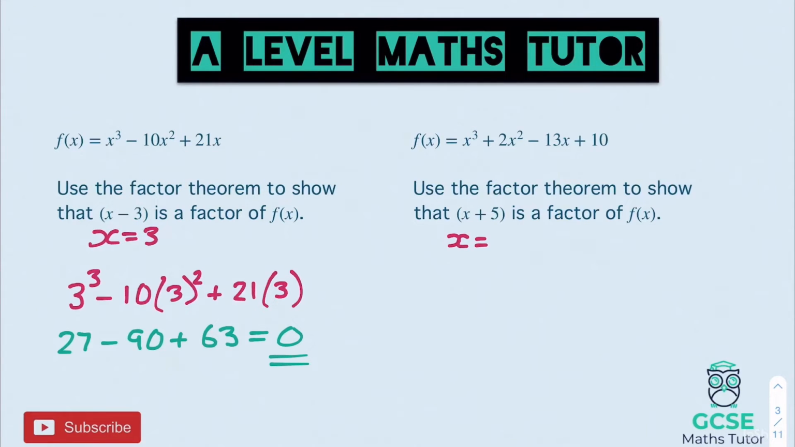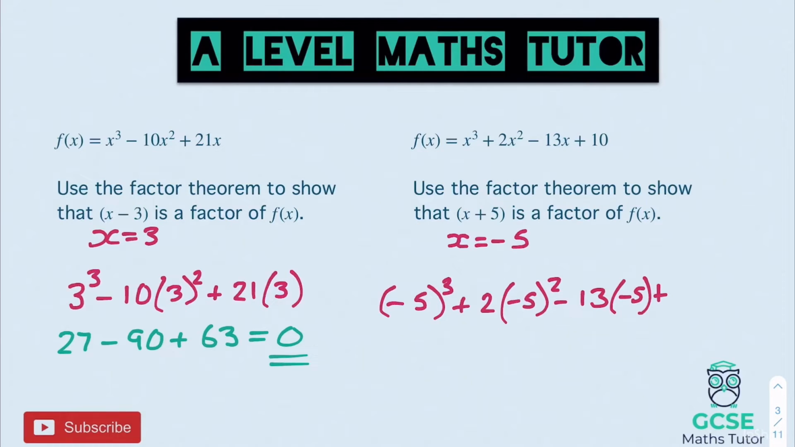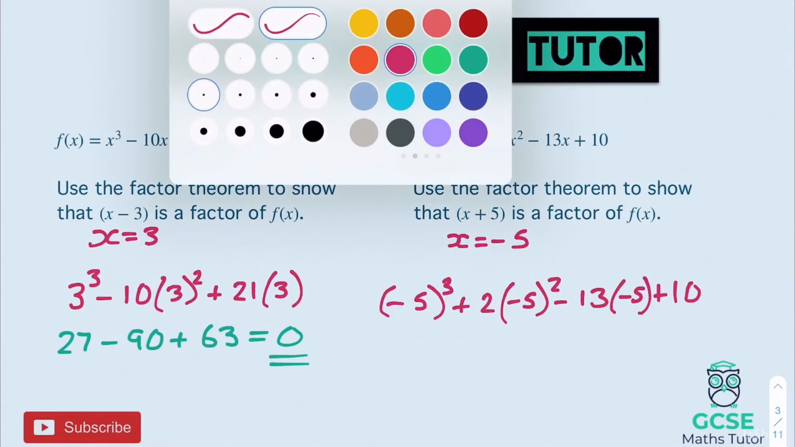x has to equal negative 5 in this bracket here. So if we sub that in, we get negative 5 cubed plus 2 lots of negative 5 squared, take away 13 lots of negative 5, and then at the end we're going to add 10. So let's simplify this all down, see what we get.